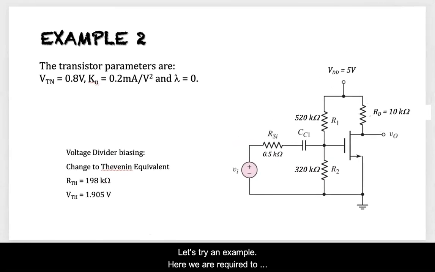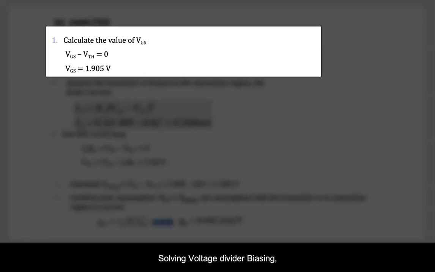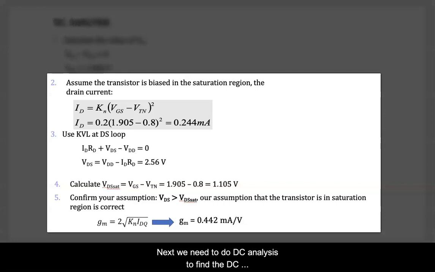Let's try an example. Here we are required to determine the voltage gain AV and current gain AI of the common source configuration. The transistor parameters are VTN equal to 0.8 volt, Kn equal to 0.2 milliampere over volt squared, and lambda equal to 0. By solving the voltage divider biasing, we got RTH equal to 168 kilo ohm and VTH equal to 1.905 volt. Next, we need to do DC analysis to find the DC parameter IDQ. We got IDQ equal to 0.244 milliampere, and from there the GM is equal to 0.442 milliampere per volt. Since lambda is 0, the RO is equal to open circuit.